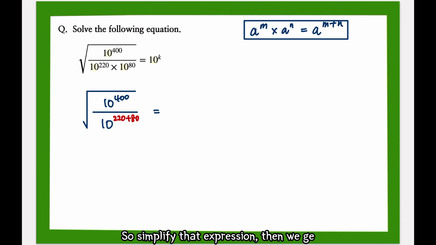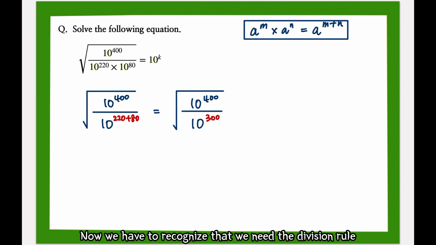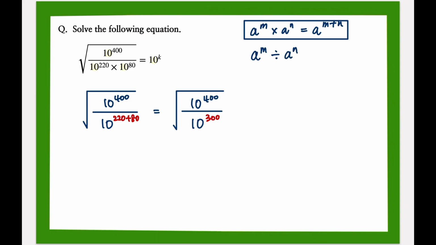So simplify that expression, then we get root 10 to the power 400 over 10 to the power 300. Now we have to recognize that we need the division rule. A to the m divided by a to the n is equal to a to the m minus n.